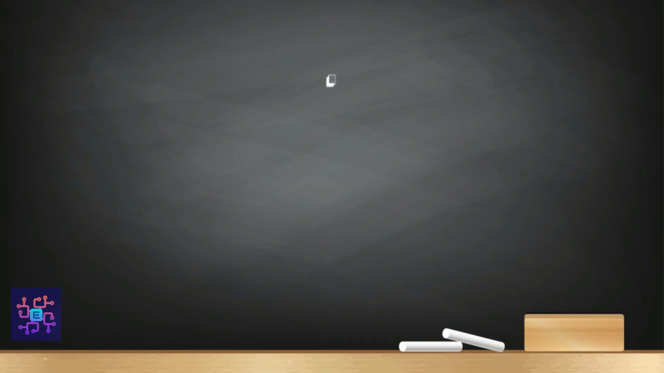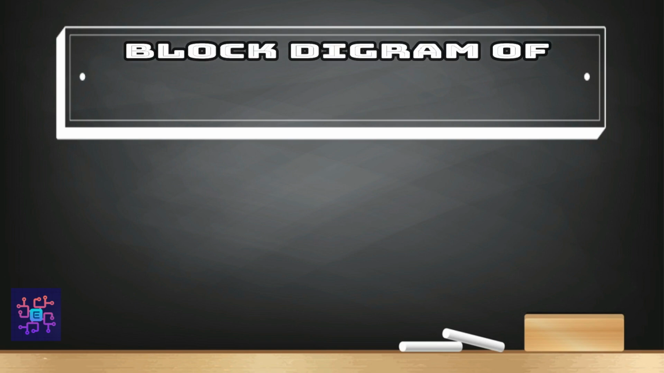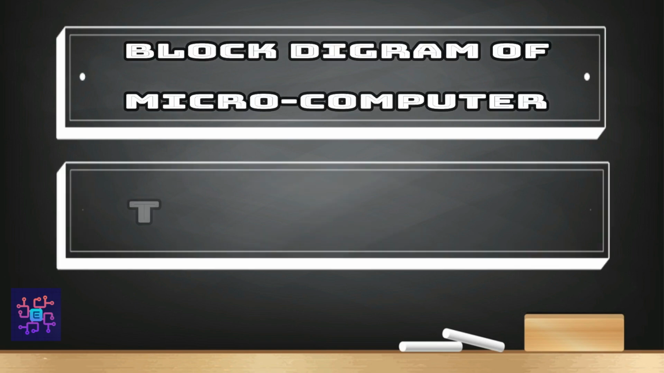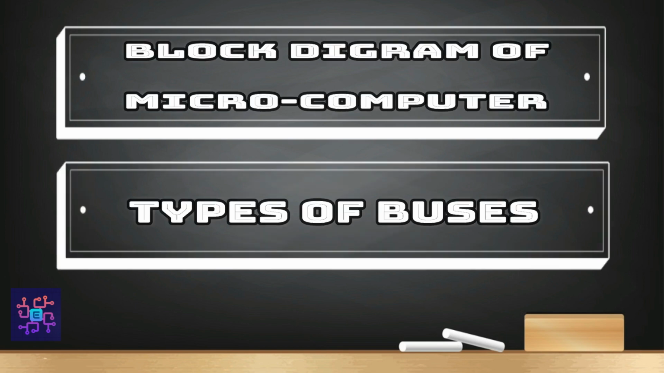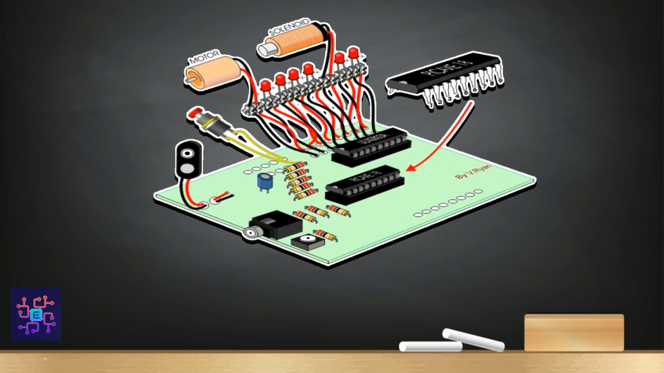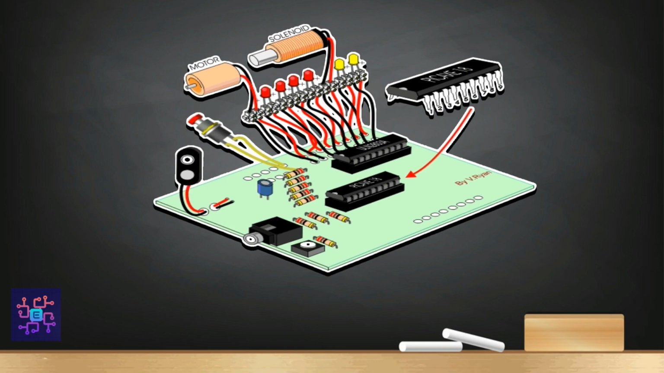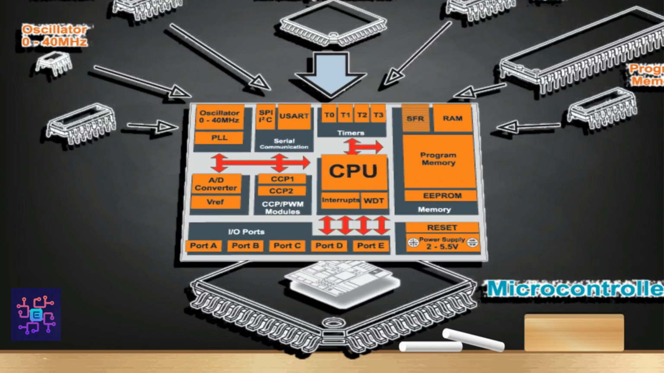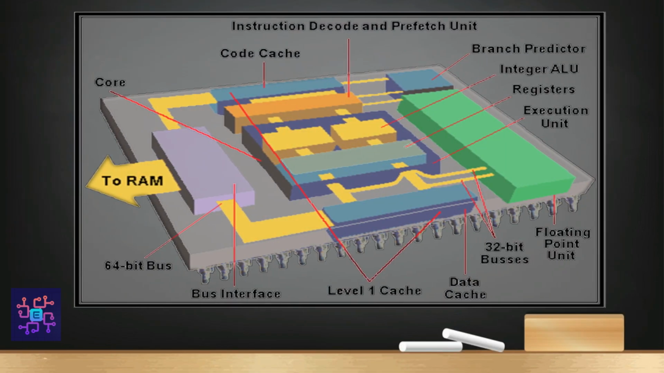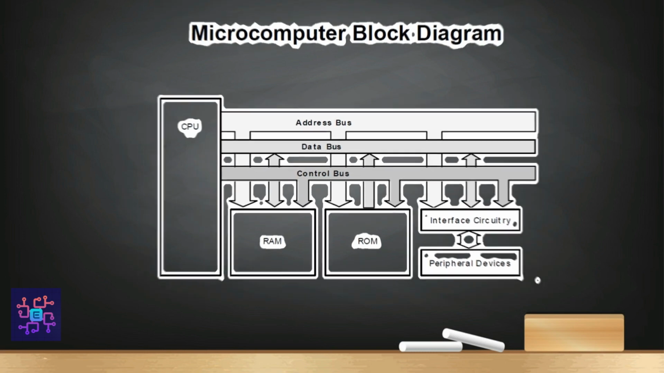In this video we will cover first the block diagram of microcomputer and second the types of buses. So let's get started. To understand the microcontroller, first we need to know what is inside a typical microcontroller or microprocessor. For that we will take the block diagram of microcomputer for reference.